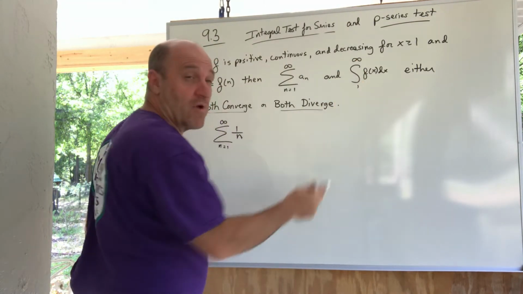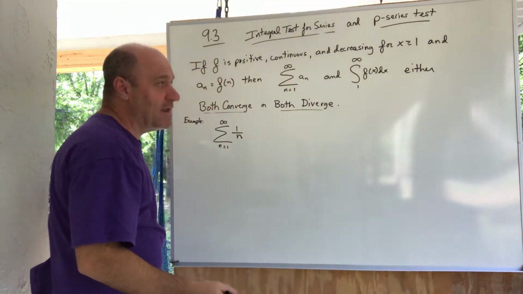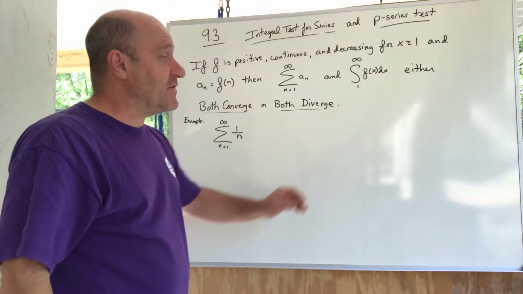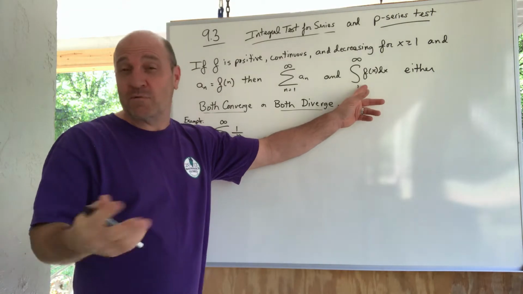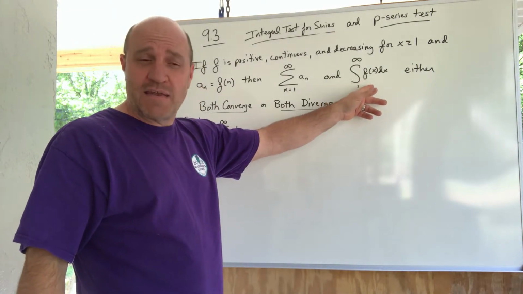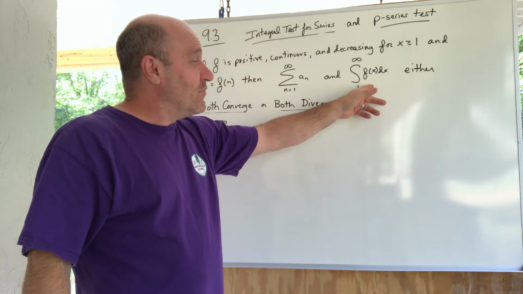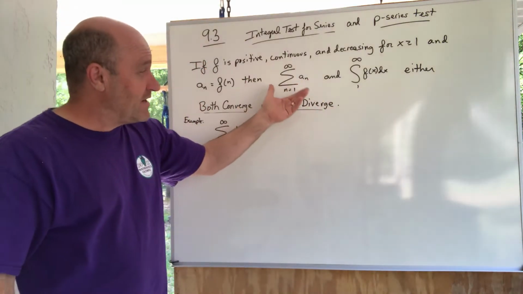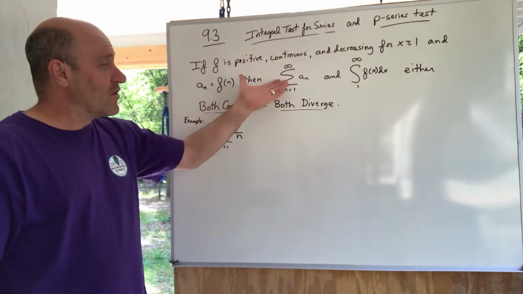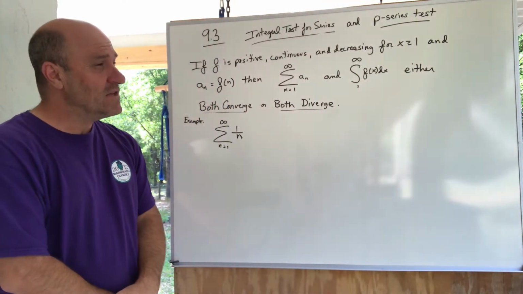We worked on improper integrals back in section 8.8. Remember, these improper integrals either converged or diverged. If we got a finite answer, we would say it converged. If we got an infinite answer, we would say it diverged. Since the series and the improper integral do the same thing, you can make a conclusion about the series.